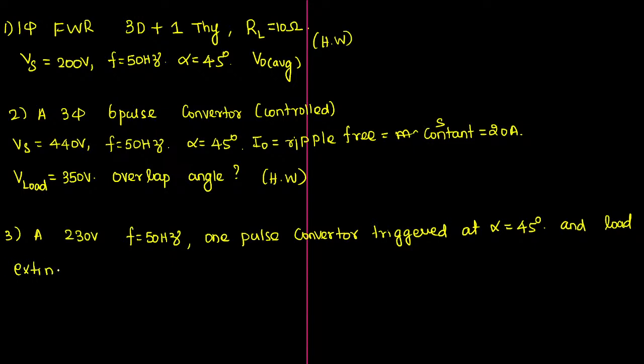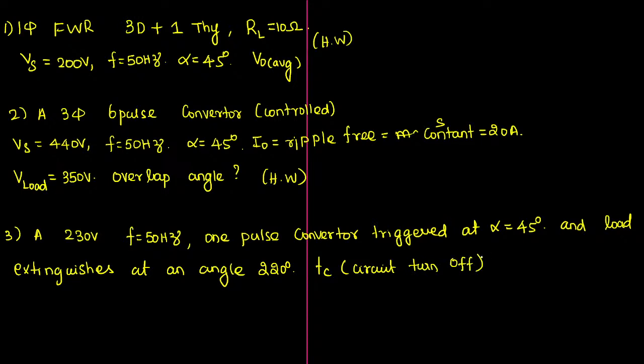Extinguishes. You know the meaning of this extinguishes. Extinguishes at an angle. You know how to write down this. I'm repeating. Extinguished at an angle of, 1 minute, guys. They told it is 220 degree. Okay, it is given. Now find the circuit turn off time of the thyristor. Very good question, right? Circuit turn off time of the thyristor.